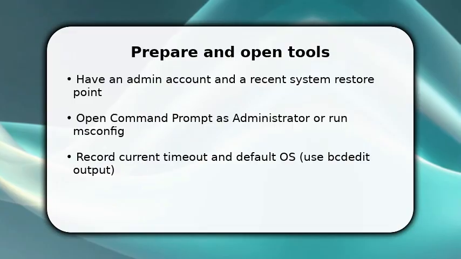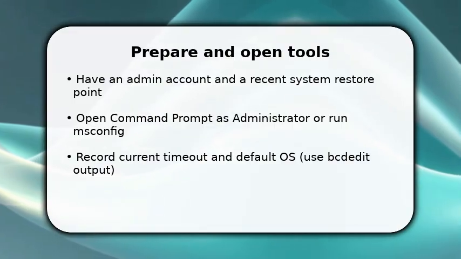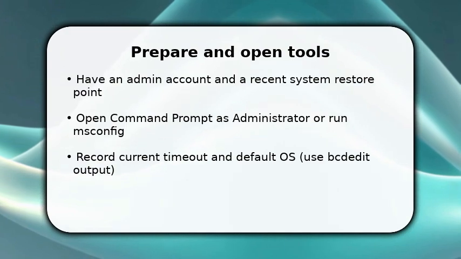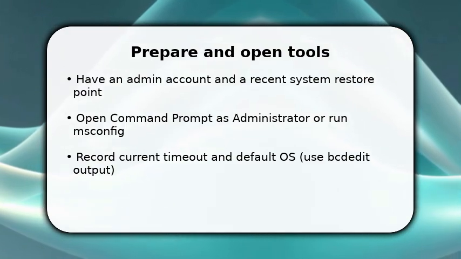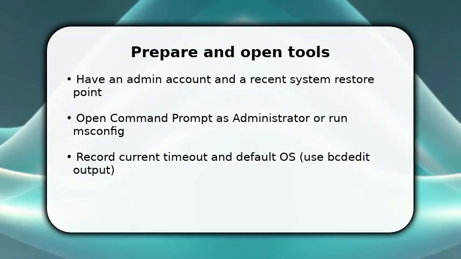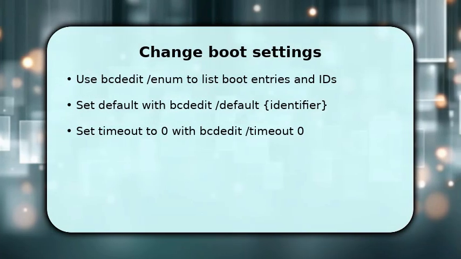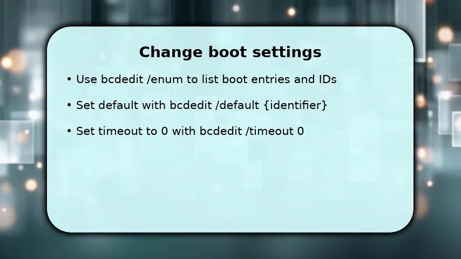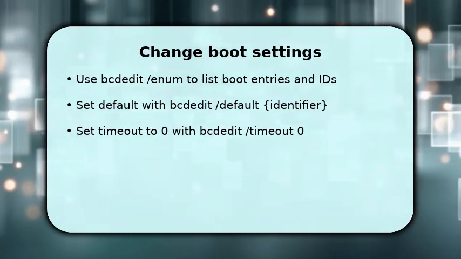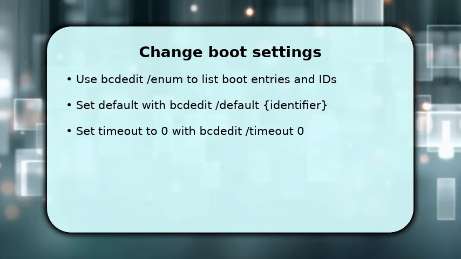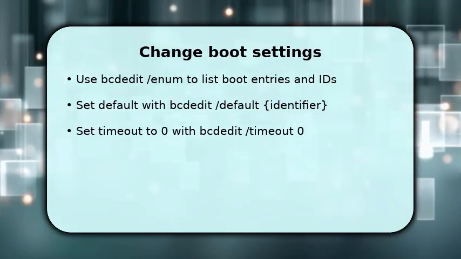Now that you have tools and data, you will change the boot selection behavior. Next, you execute the changes. Run bcdedit /enum to list entries and copy the identifier for the OS you want as default. Once done, run bcdedit /default identifier to ensure Windows boots that entry automatically.